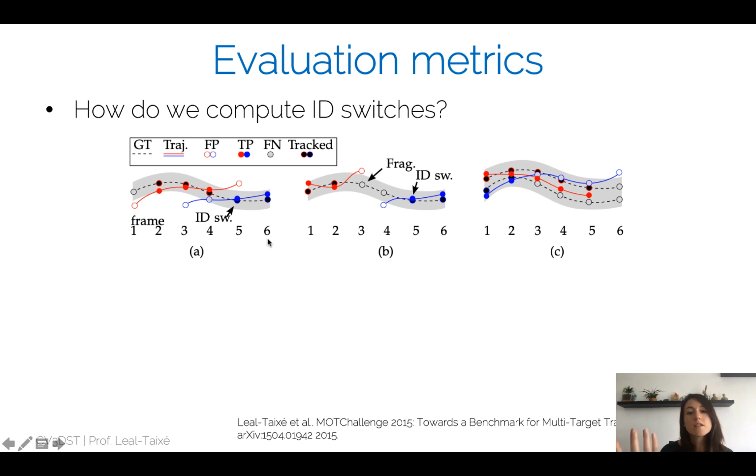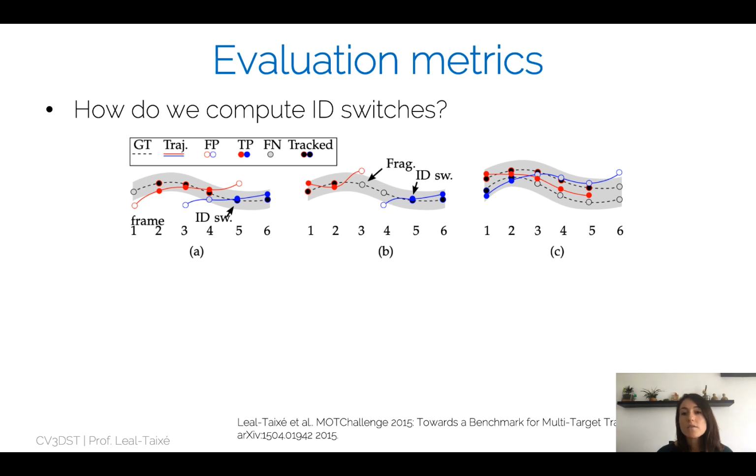Now this is the first case where we can have an identity switch. The second case is depicted in this case labeled B, in which we have two trajectories, the red and the blue one, covering the ground truth black trajectory, but in the middle we have a fragmentation. A fragmentation usually means a lack of coverage of the ground truth trajectory. And in this case, we could have a fragmentation as well as an identity switch.